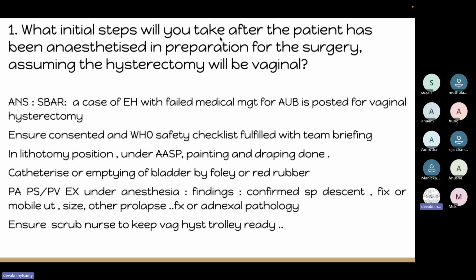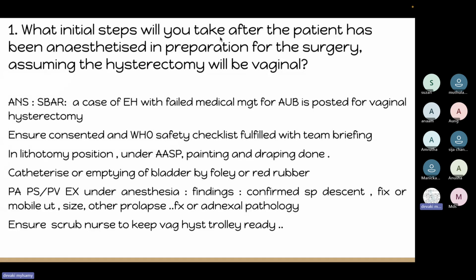Painting and draping will be done. Catheterization or emptying of the bladder: you mentioned a metal catheter. It can be a simple metal catheter, red rubber catheter, or Foley catheter, depending upon the type of catheterization you want. Per abdominal, per speculum, per vaginal or bimanual examination will be done under anesthesia to confirm the findings, specifically any abdominal masses, descent, mobility of the uterus, size of the uterus, any other prolapse, whether there is any associated enterocele, posterior vaginal wall prolapse or anterior vaginal wall prolapse, fornicial pathology or adnexal pathology.